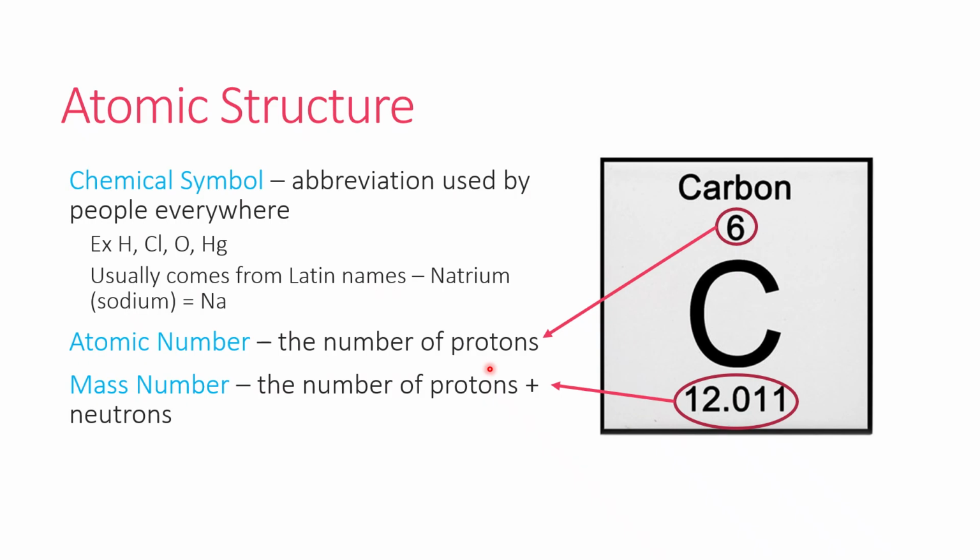The mass number is going to be equal to the number of protons and the number of neutrons. You'll recall the electrons do contribute a little bit to mass, but we're just going to ignore that for right now. And so it's really easy to figure out the number of neutrons, because all you do is take this mass number, 12, and subtract the number of protons, 6. And so the number of neutrons would be 6.